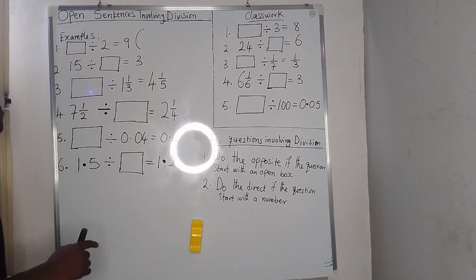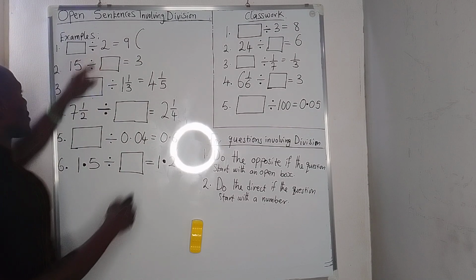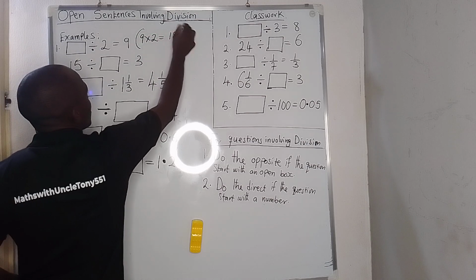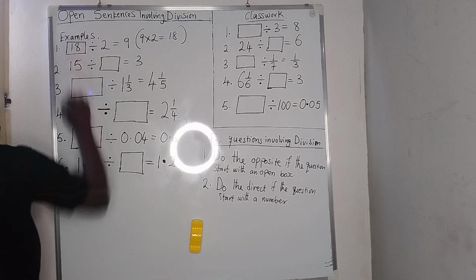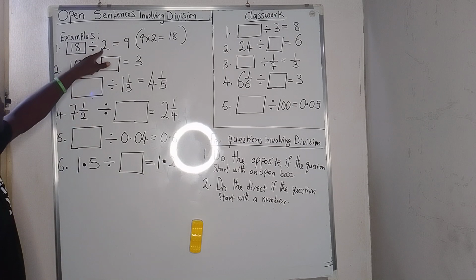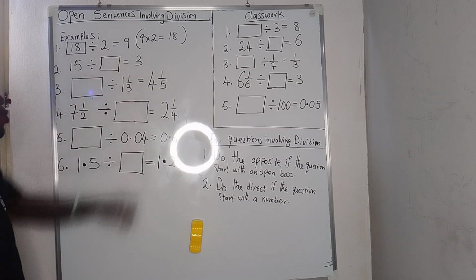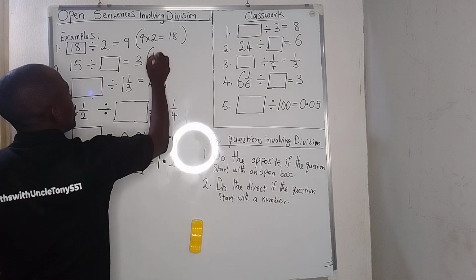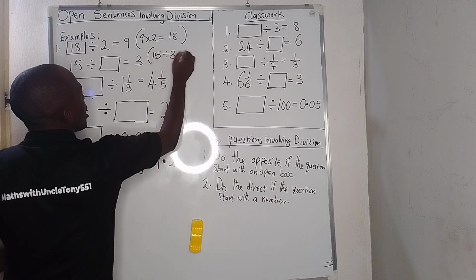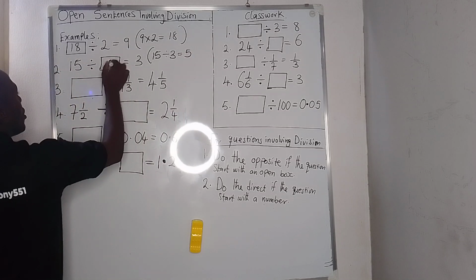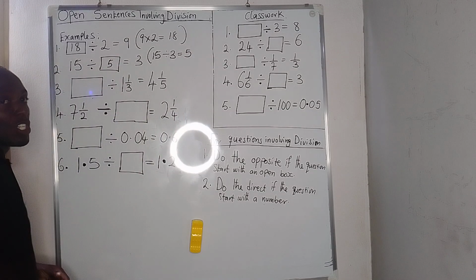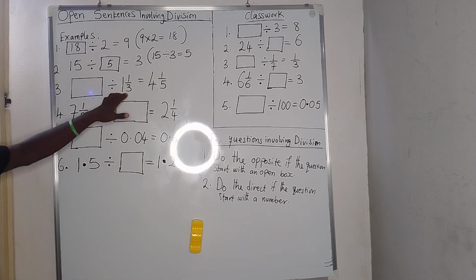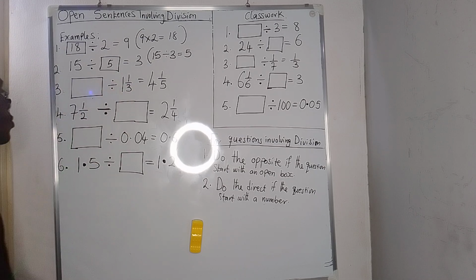If the question starts with an open box, we should do the opposite of division. That is, 9 multiplied by 2 will give us 18. So let's fix our 18 here. 18 divided by 2 is 9. So this rule is correct. And if the question starts with a number, we should do the direct, meaning that 15 divided by 3 will give us 5. So 15 divided by 5 is 3. The rule is correct.